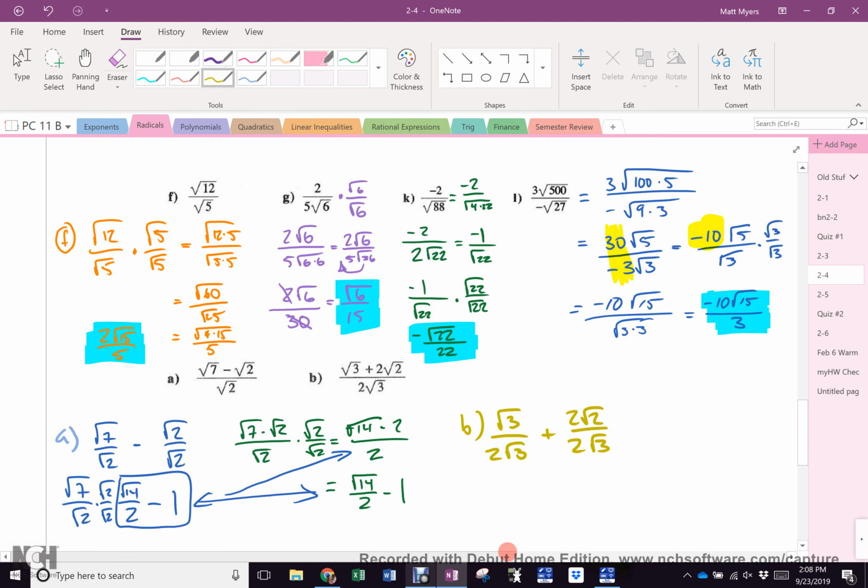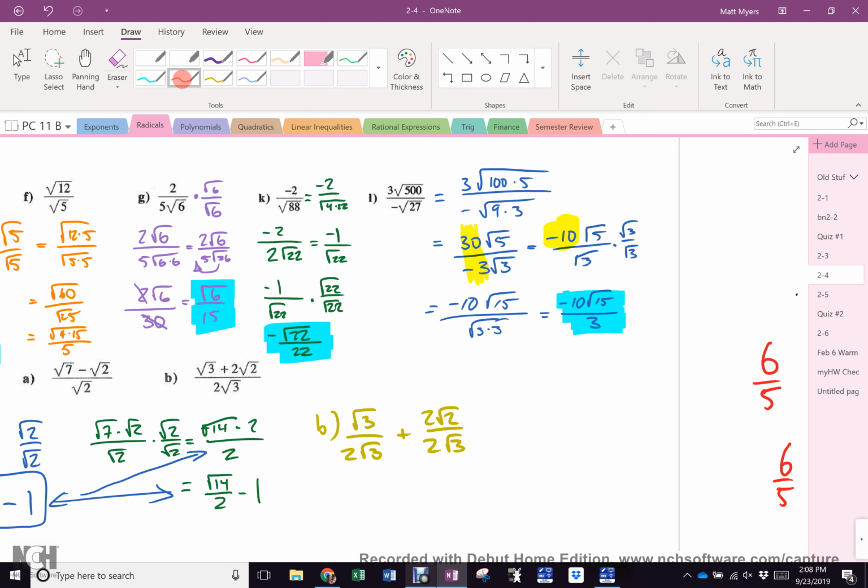Or you can do root 3 plus 2 root 2 over 2 root 3 times root 3 over root 3. Now, some of you will even say, but Mr. Myers, I need that 2 there. I need to remember that I'm multiplying by the whole denominator. It'll still work out. You'll just have a bigger fraction to simplify later. Because remember, the only thing you're trying to get rid of is the root. So you only have to multiply by the root to get rid of the root. Okay? Your choice there.